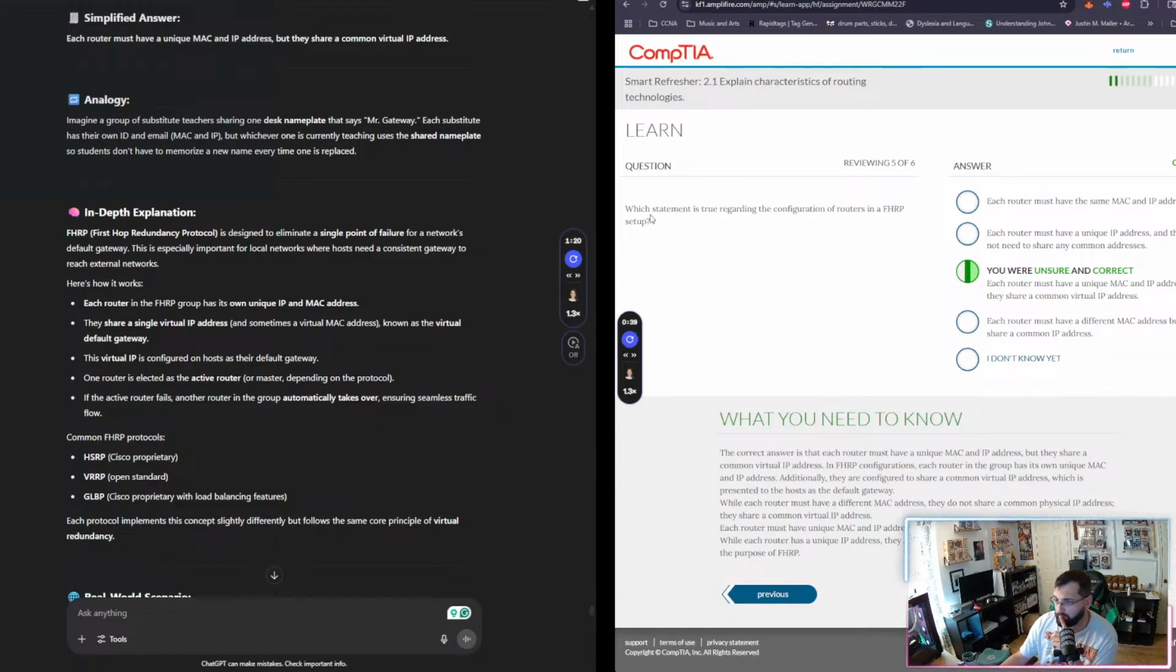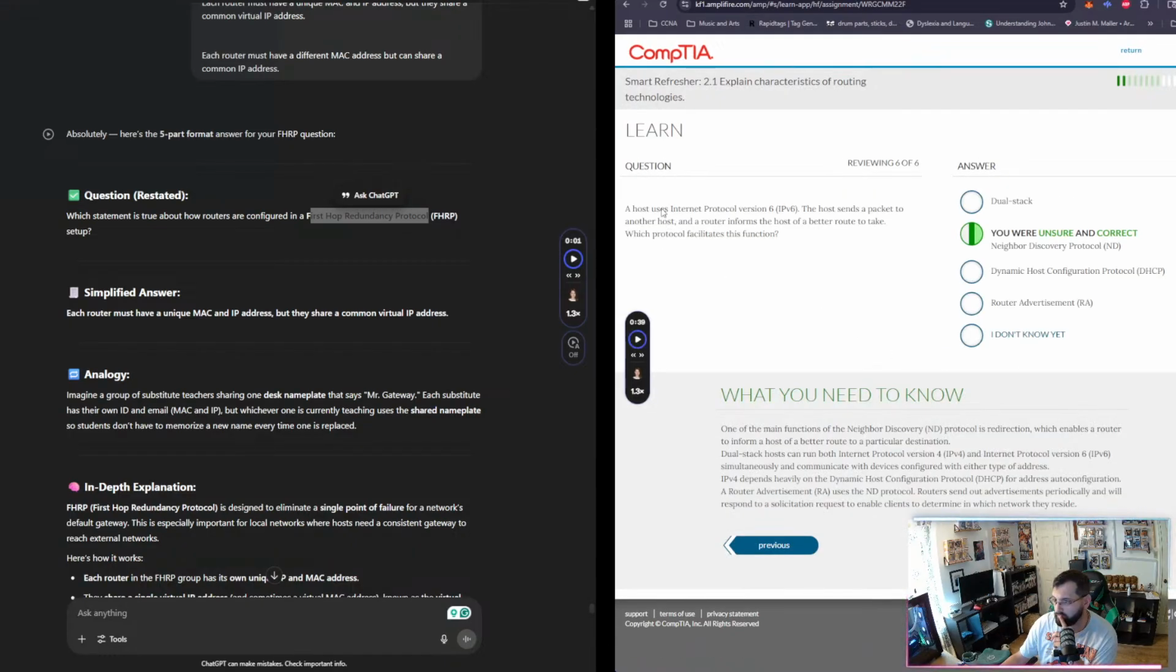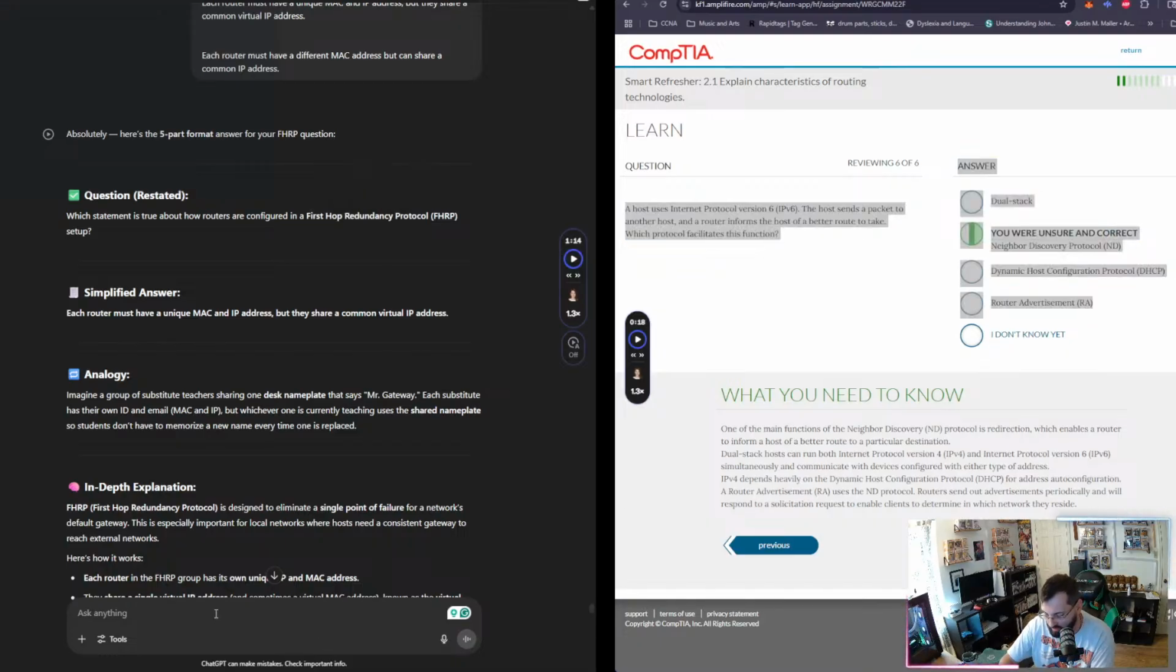So basically, FHRP, first hop redundancy protocol, making sure that things are always up and running. The router must have a unique MAC and IP address, but they can share virtual IP addresses. This was the one where I know that it's the neighbor discovery protocol, but I don't remember why. I don't remember what it is.